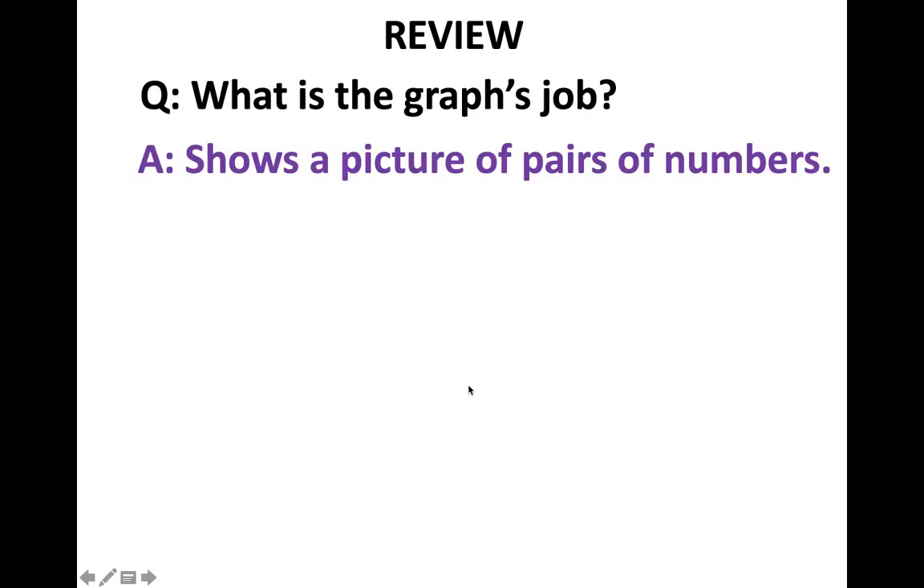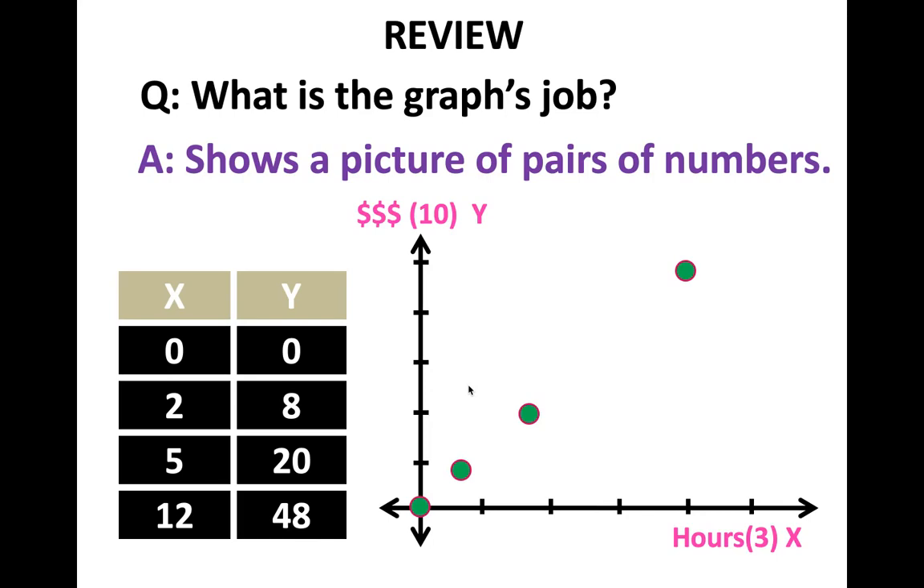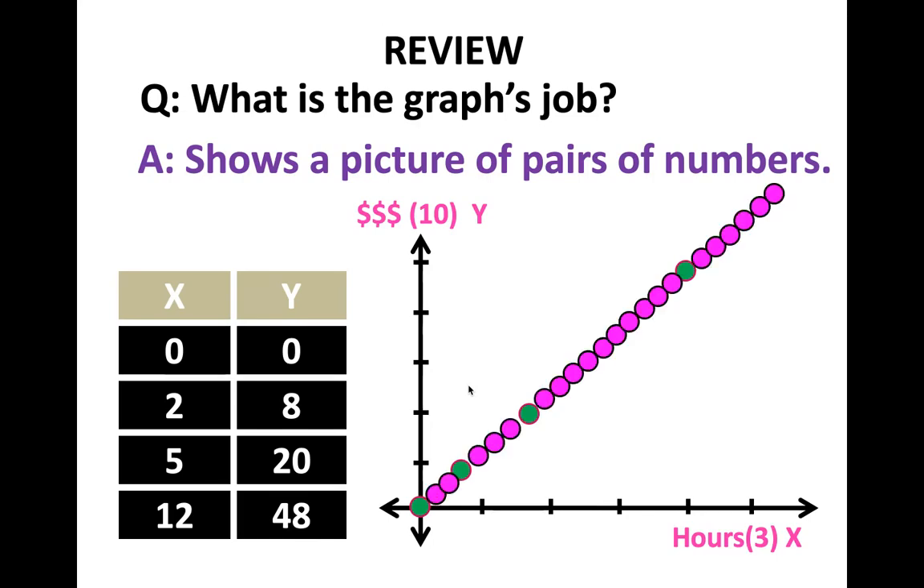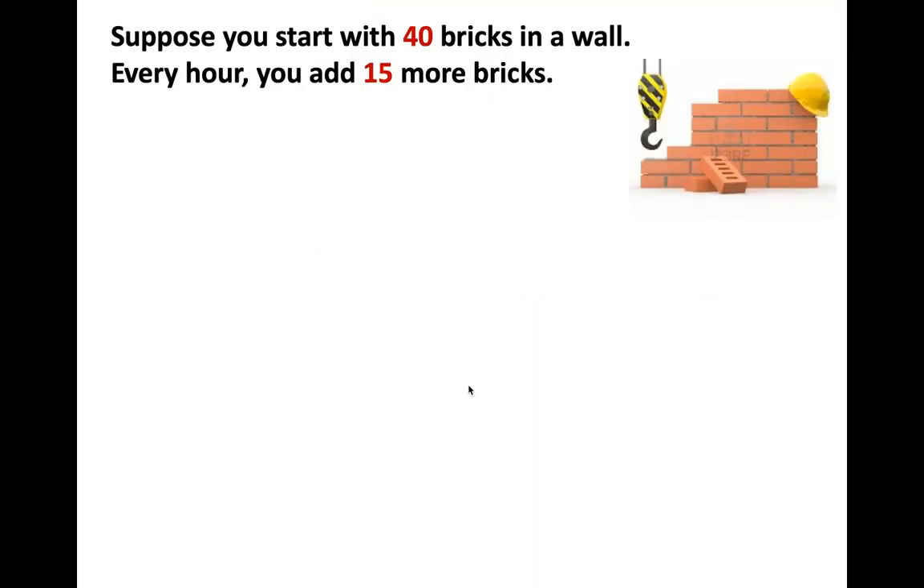What is the graph's job? It shows a picture of pairs of numbers. Plot those points on a coordinate plane. We can connect the dots to find other points that would be pairs of numbers in that relationship. So how are the table and the rule connected?